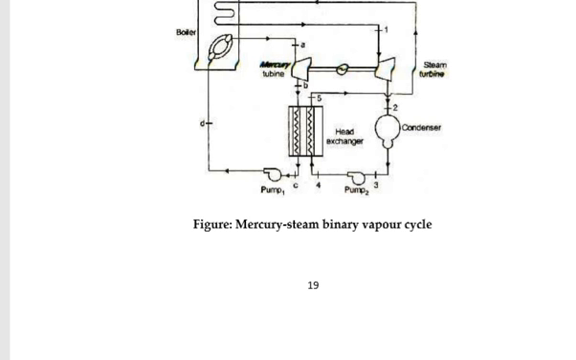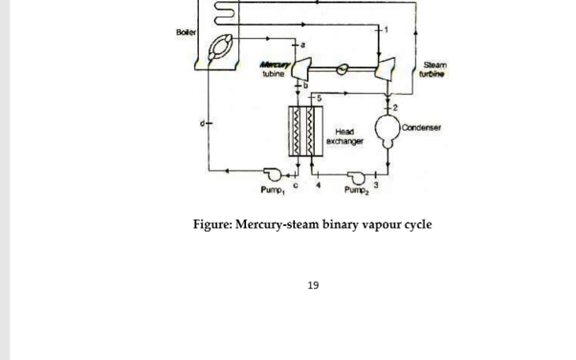In this cycle, two working fluids are used. It consists of boiler, mercury turbine, steam turbine, heat exchanger, and pump. That means in this case there are five components: boiler, mercury turbine, steam turbine, heat exchanger, and condenser. The pump is already working in this case. In any power plant, the pump is always present and the condenser is always present.